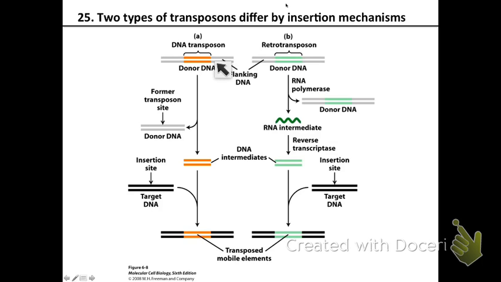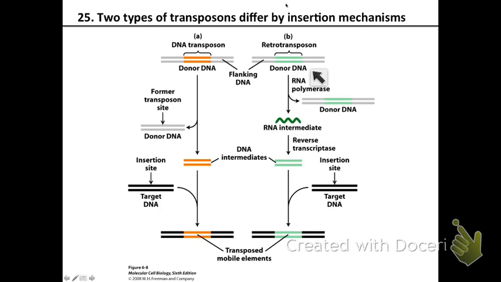The DNA transposons, basically what you have is a DNA fragment that is the transposon. It gets excised out from the donor DNA, that is the original location, and it gets inserted into a new DNA site, that is the target site. So it jumps from one site and inserts itself into another site.